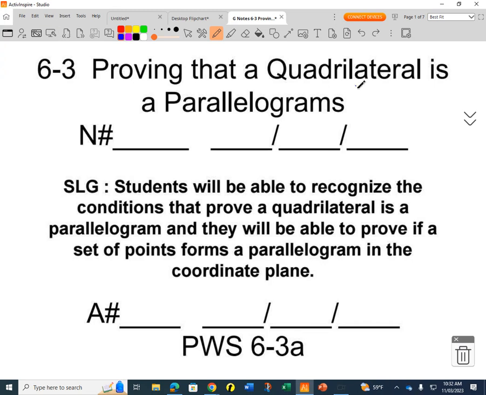Today we're proving that a quadrilateral is a parallelogram. So parallelograms do have to be quadrilaterals, but not all quadrilaterals are parallelograms. So let's remind ourselves of what a quadrilateral is, because I did have some questions about that the other day. A quadrilateral is a four-sided polygon.